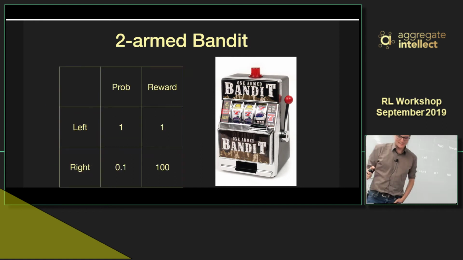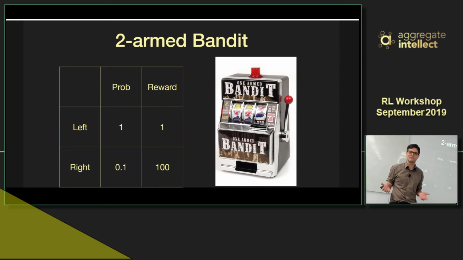Left gives you 100% of the time like $1, but the right, 1 in 10 times, gave you like $100. So a lot of people voted to always pull left. And this is what often happens in reinforcement learning, and it can be a problem: you converge to a local optimum. It wasn't the best policy, but it was a good policy. You got some rewards, but it wasn't the best one. The best one is just to keep pulling right.